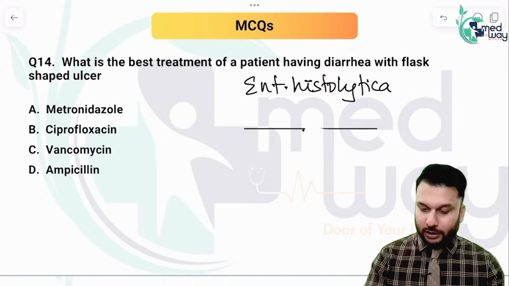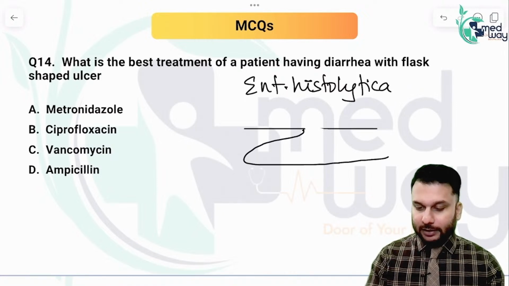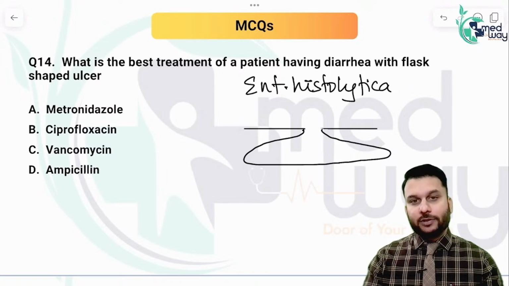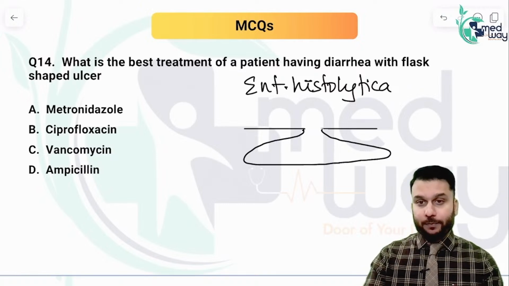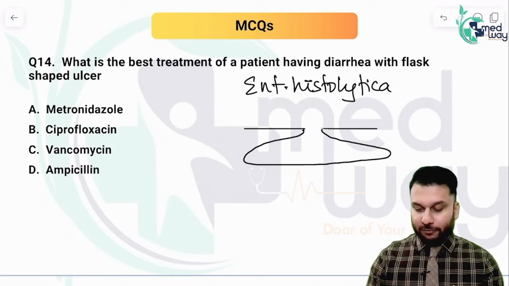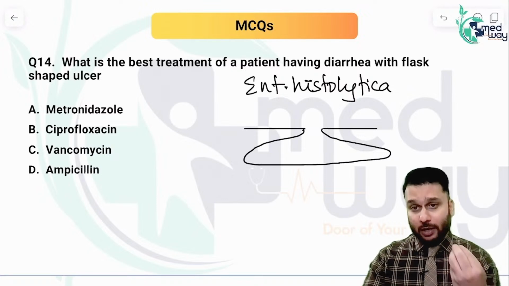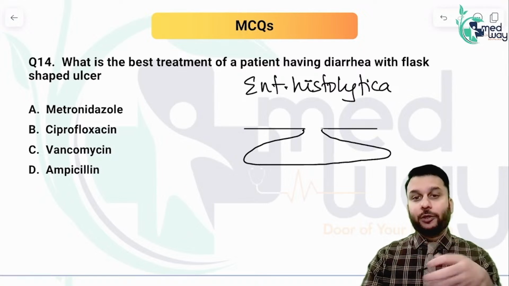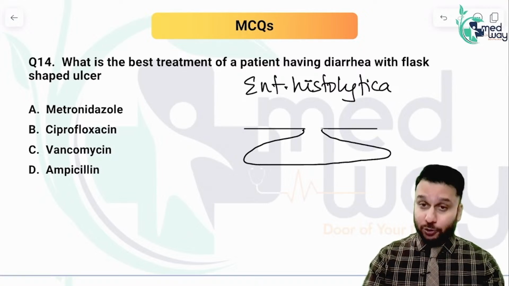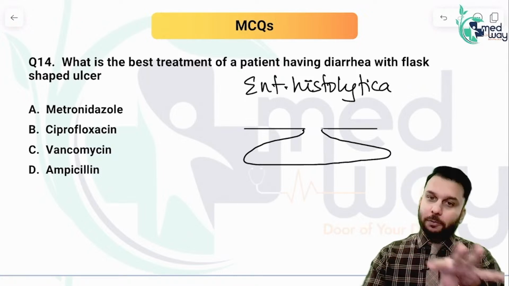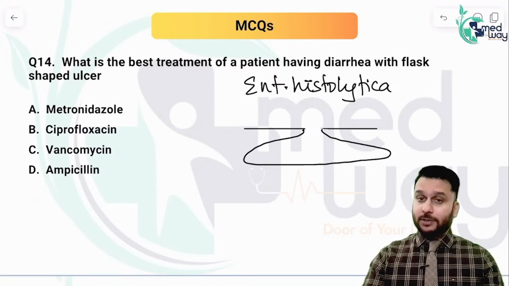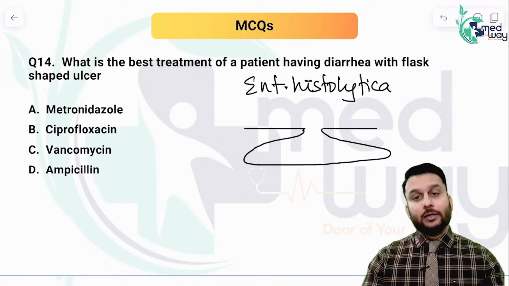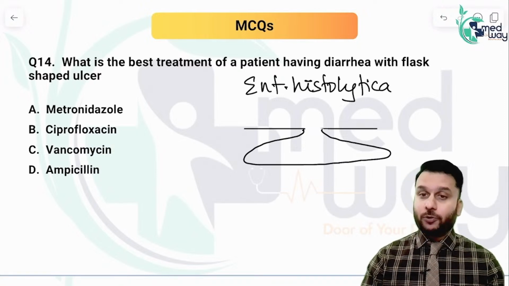So from here it will start expanding like this in the side direction, and it roughly gives this appearance that we call flask shape. And this obviously will eventually be filled with pus, which we call anchovy sauce. Anchovies are fishes, right? So there is a sauce that we use to store those fishes, anchovy sauce. It's dark in color, so the pus looks like that. And for Entamoeba, which causes this bloody diarrhea, dysentery, the drug that we give in the treatment is metronidazole.